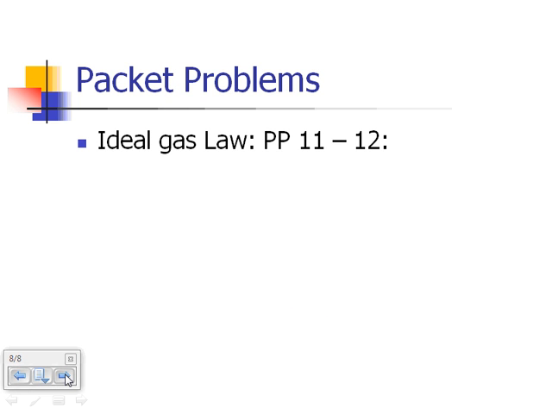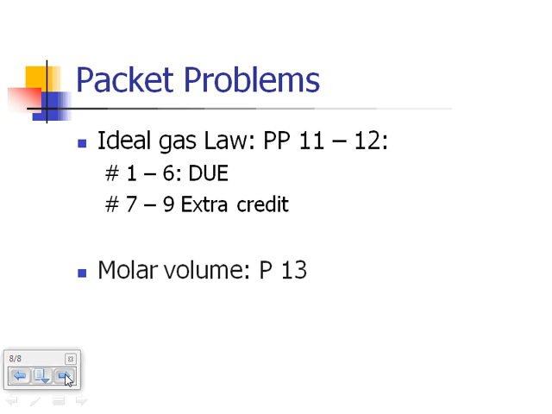In your packets for the ideal gas law, it's on pages 11 and 12. Numbers 1 through 6 are due, and 7 through 9 are extra credit. So again, not a lot of problems due, plus just 3 problems to get some extra credit out of it. For the molar volume, all you need to do is problems 1 through 3. That's it, 3 problems. So not a lot of problems to do. And again, you'll have time in class to work on these. Ask me questions whenever you need to.